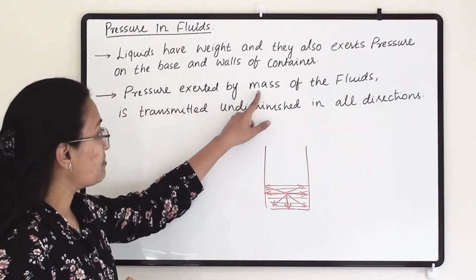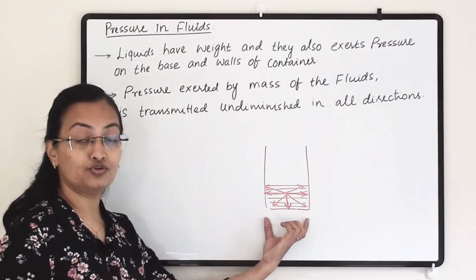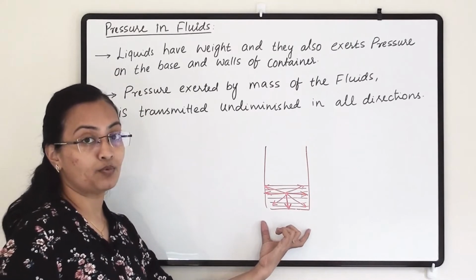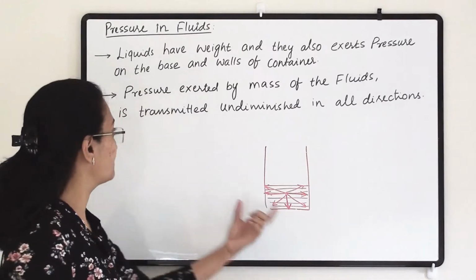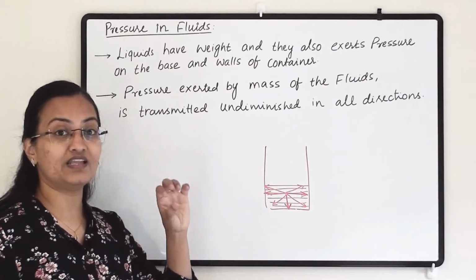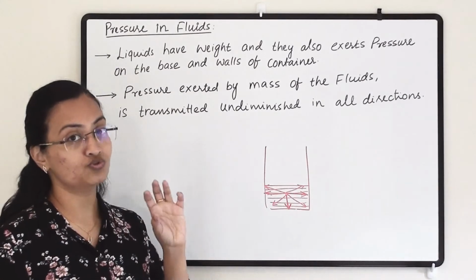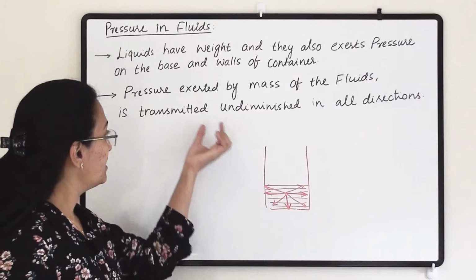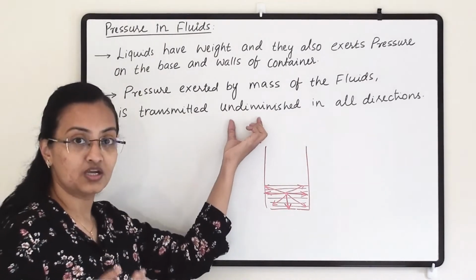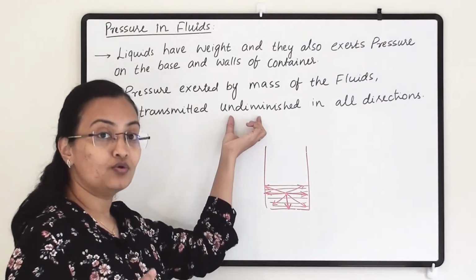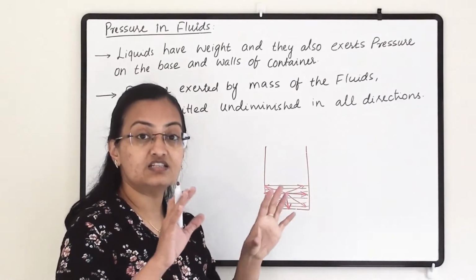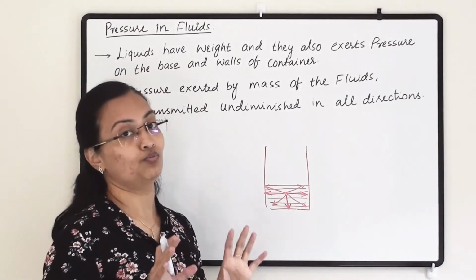The pressure exerted by the mass of the fluid, however much you have filled into the container, is directly proportional to the mass of the fluid, and is transmitted undiminished. Undiminished means without getting reduced to zero; diminished means almost zero or almost negligible. Transmitted means it is transferred undiminished in all directions. So it exerts pressure in all directions on the wall.